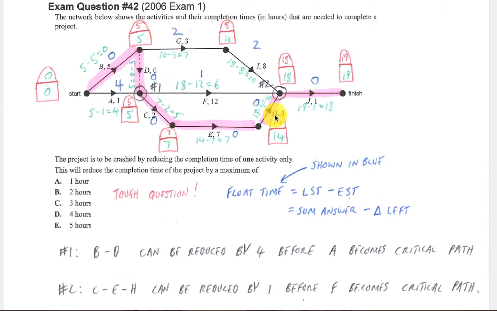So the overall maximum amount of time that I should reduce one activity, if I reduce activity B to be 1 hour long, there's a reduction of 4 hours. My finishing time will be reduced by 4.